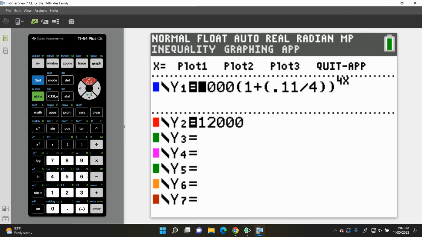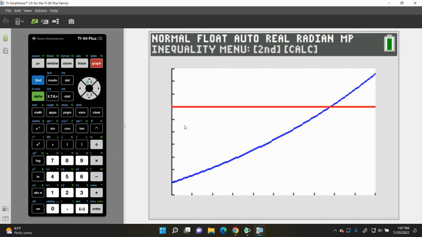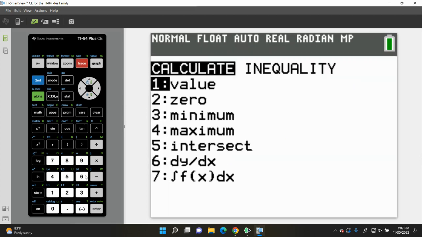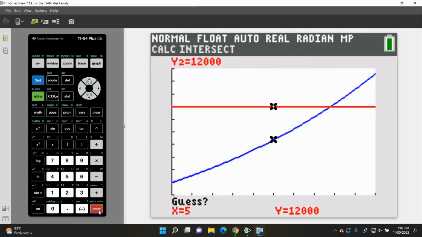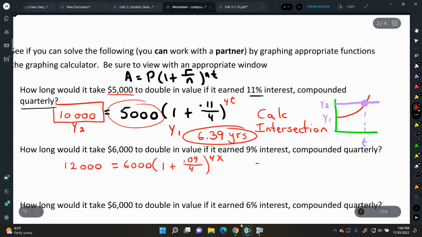Okay, my equation is 6,000 times 1 plus 0.09 divided by 4 to the power of 4x. My window should be okay. Okay, so there's my graph. And if I calculate intersection again, first curve, second curve, guess, I get 7.7879, so I'll round that to 7.79. Okay, 7.79 years.